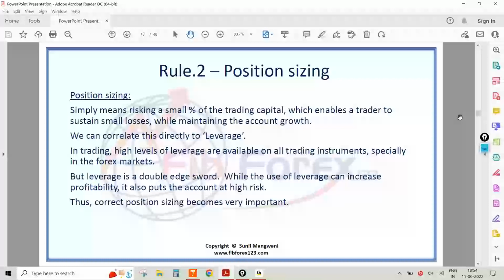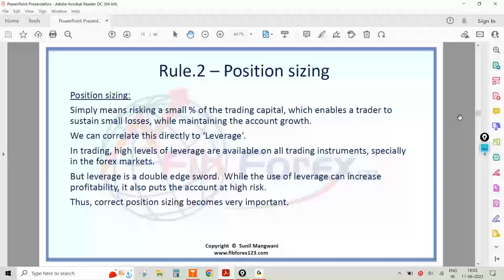So very briefly, position sizing, rule number 2, simply means risking a very small percentage of the trading capital, which enables the trader to sustain small losses while maintaining account growth. Now, you can correlate this directly to leverage. In trading, high levels of leverage are available on all trading instruments, and especially in Forex. Forex markets work on leverage because of the nature of the market. Leverage simply means that with a small capital, you can control a larger position, which means you are risking a larger amount of your capital.